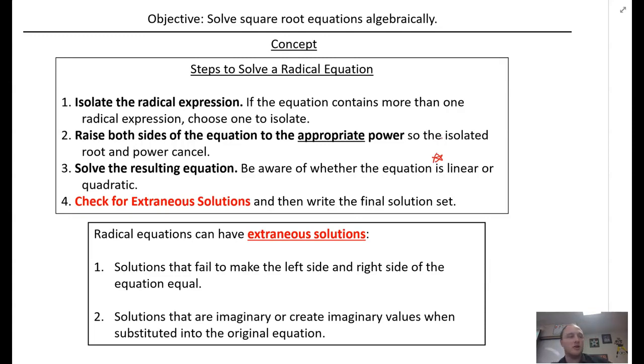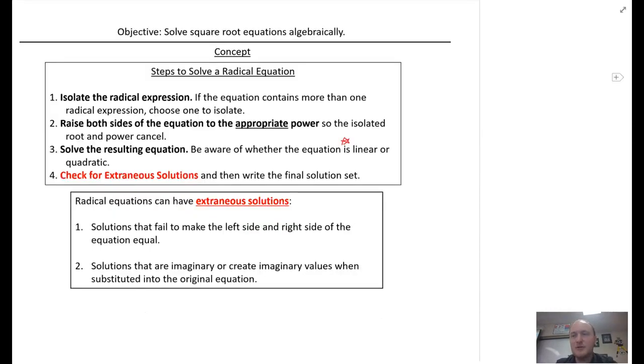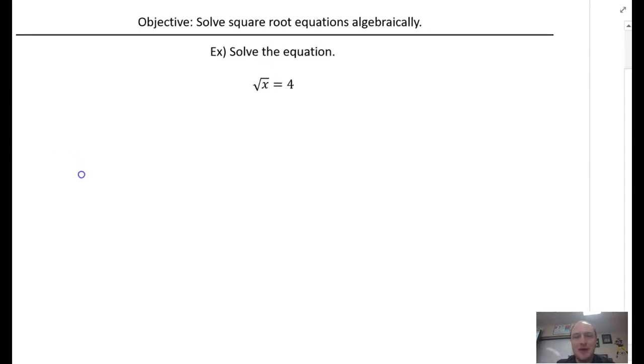So what are extraneous solutions for radical equations? Well, these are solutions that fail to make the left side and the right side equal to each other, or they create imaginary values when substituted back in. So we'll just check this. You're not going to really like this because you need to check your answers, but we'll plug it back in. Okay, so without further ado, let's go ahead and look at a basic example.